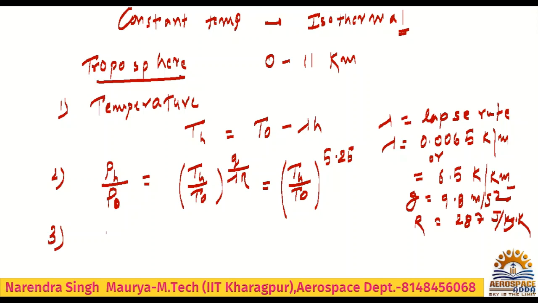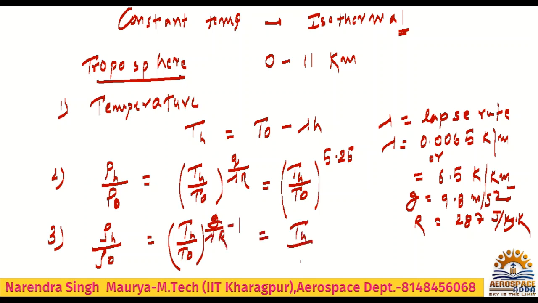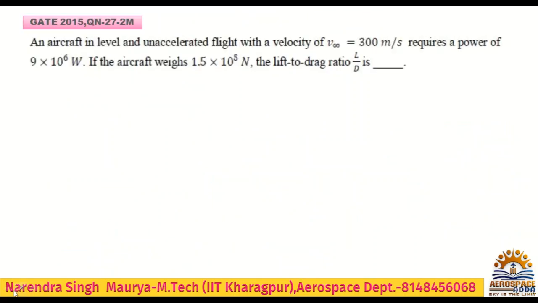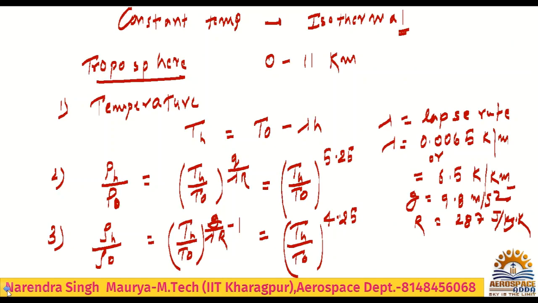Similarly, third is density. If you want to calculate rho h by rho naught, that is TH by T naught to the power G by lambda R minus 1, which is nothing but TH by T naught to the power 4.25, since 5.25 becomes 4.25. So this is the variation of pressure, temperature and density in the troposphere.